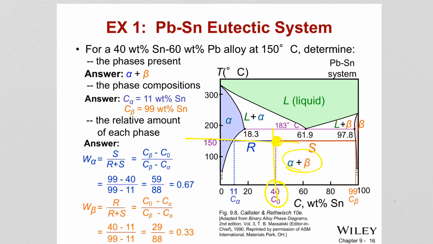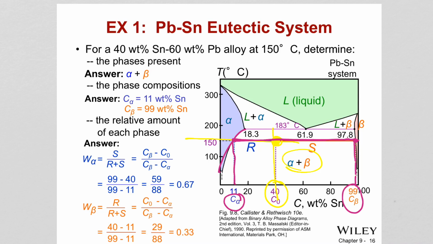And what are their compositions? It's easy. You look at the tie line, same temperature line. You start from here to here and look at its intersection with the phases. So if you look at the intersection of this tie line with this line, it should give you the composition of alpha. And if you look at the intersection of this tie line with the beta phase, it should give you the beta phase composition. So in alpha phase you have 11% tin, and of course the remaining is the lead. In beta you have 99% tin, which is 1% lead.